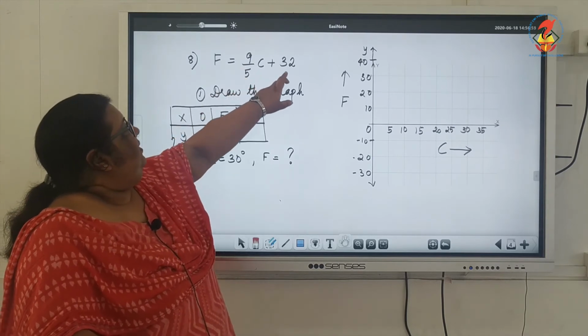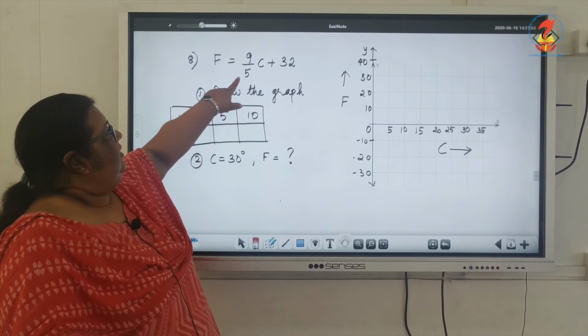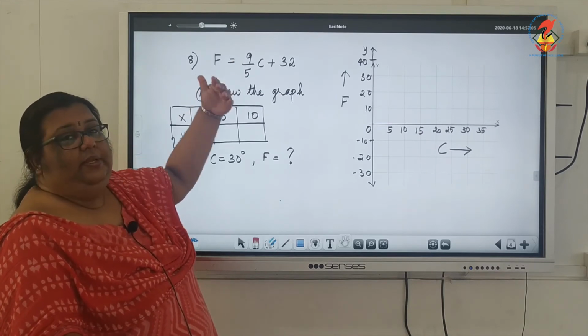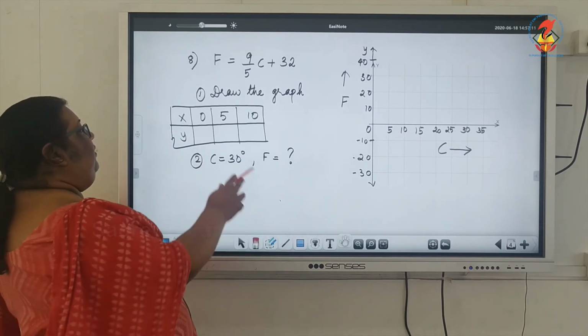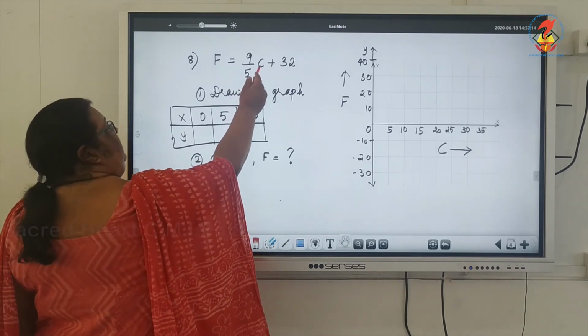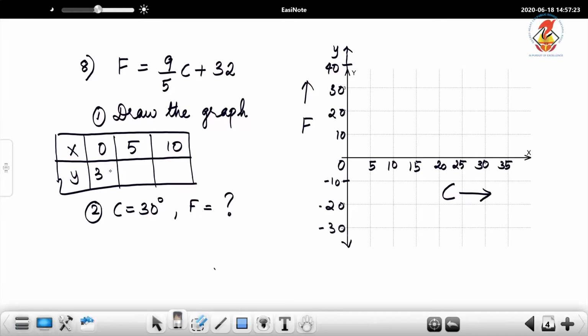9 by 5 C plus 32, I am giving values for C. Since here the denominator is 5, it will be easy for you to calculate if the numbers for C are multiples of 5. So, I have taken 0, 5 and 10. When C becomes 0, F equals 32. When C equals 5, the 5 and 5 get cancelled, 9 plus 32 will be 41. When C equals 10, 10 by 5 is 2, 18 plus 32 will be 50. You can do the calculation in your working column and then write the answer.